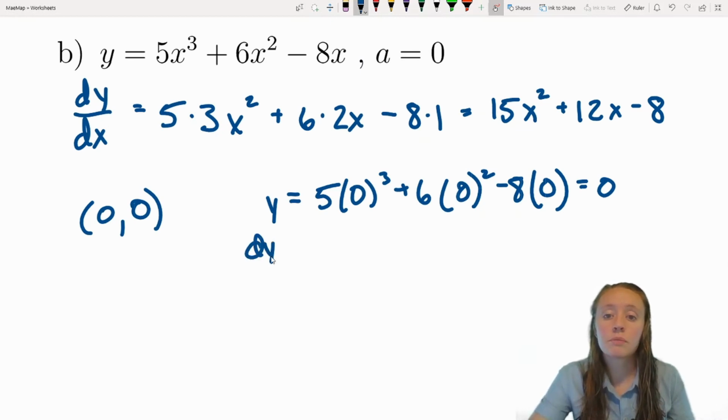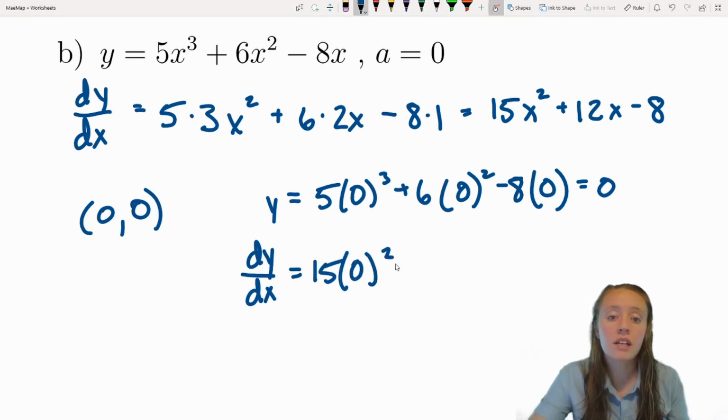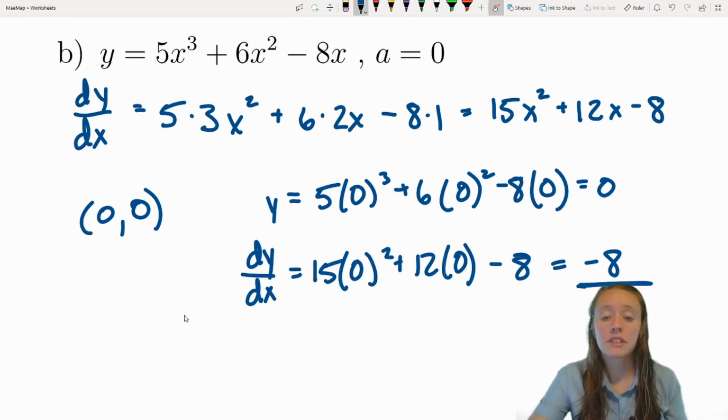So into dy dx, I'm plugging in my x value, or a value of 0. So my derivative function here, I'll have 15 times 0 squared plus 12 times 0 minus 8. That's going to equal a negative 8. So my slope is negative 8. I have my point 0, 0.